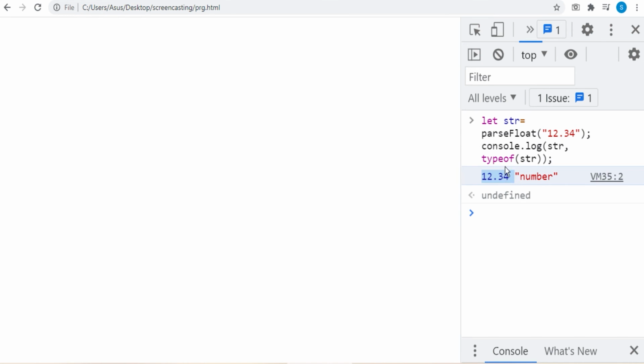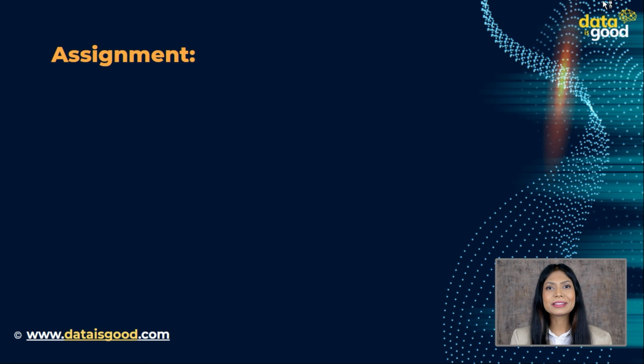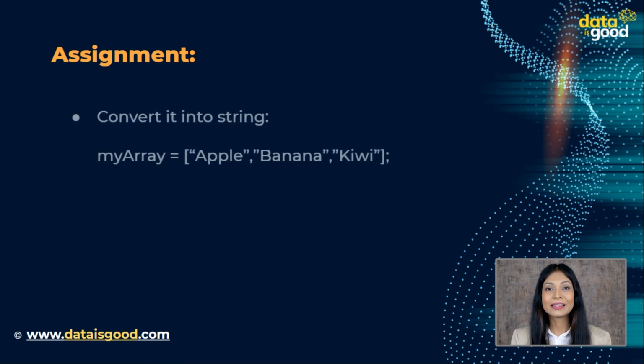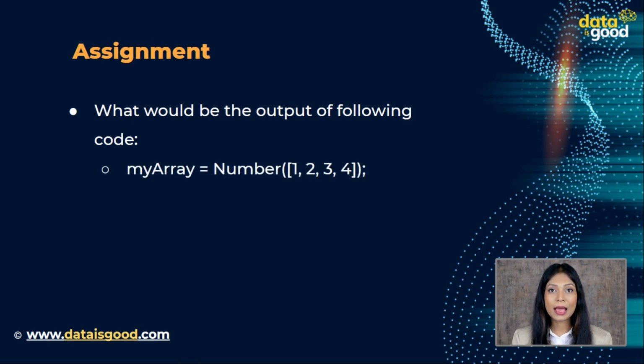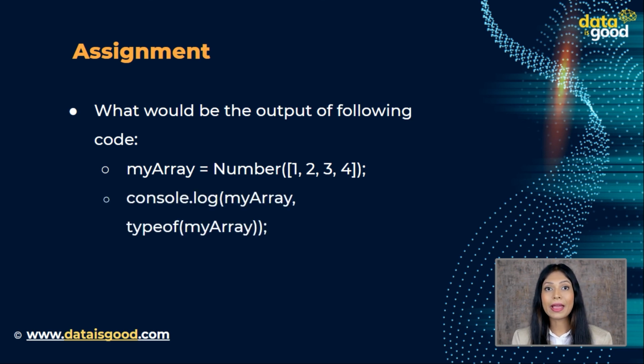So these are the different ways of converting a data type into another. And here is a small assignment for you guys. Convert it into string. myArray equal to apple, banana, kiwi. What would be the output of the following code? myArray equal to Number 1, 2, 3, 4.